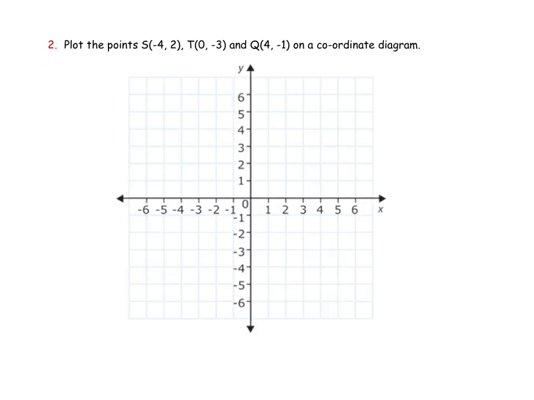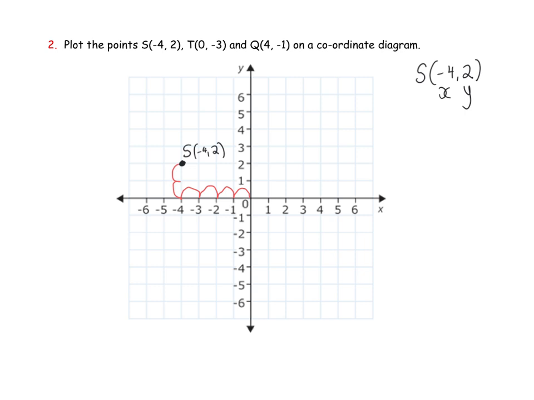So example number 2, it says here plot the points S (-4, 2), T (0, -3) and Q (4, -1) on the coordinate diagram. So what we have first of all is S (-4, 2), so that is our X and our Y. So X is -4, so we're going to go minus 4, so 1, 2, 3, 4, and then the Y is 2, so we're going to come up 2, so 1, 2. So this point here is S, which is (-4, 2).